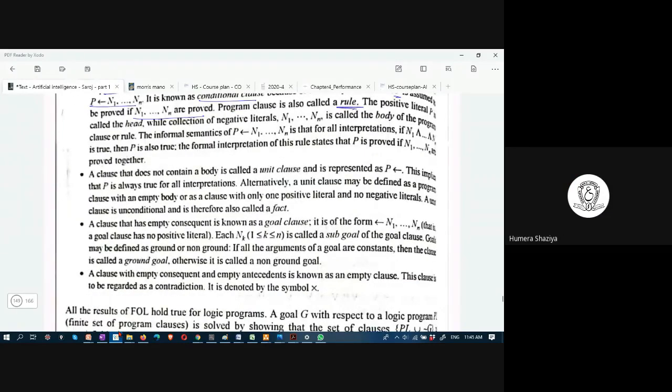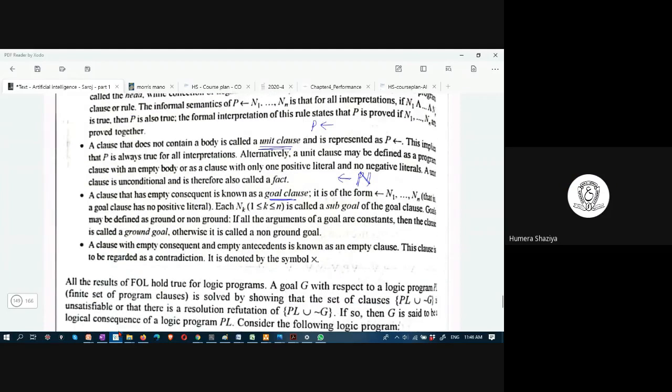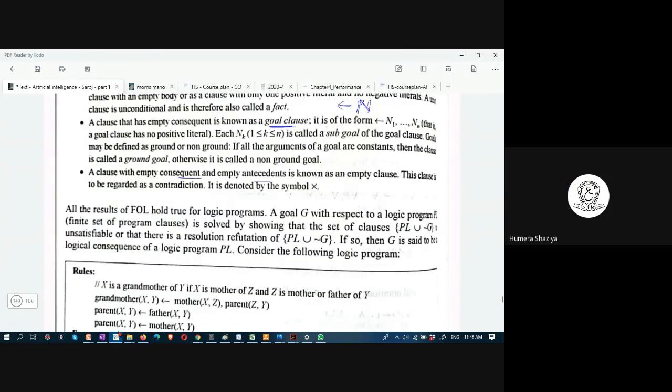Then a clause that does not contain a body is called a unit clause. Just P implied by, there is nothing here. This is a clause that does not contain a body. A clause that has empty consequent is known as a goal clause. If there is no P and only N, then it is known as a goal clause. A clause with empty consequent and empty antecedent is known as empty clause.